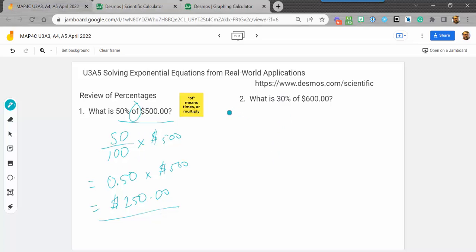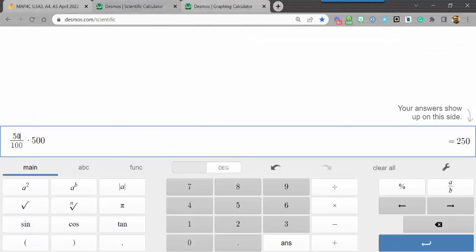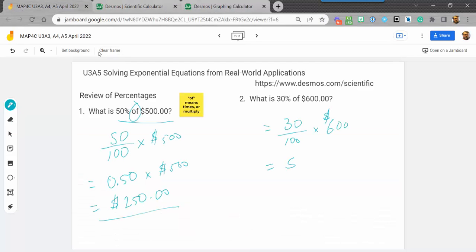Okay, so same idea here. We're going to have 30% times 600 equals... I'm going to use my calculator, just type over top of this, 30, times 600, gives me 180. Okay, so that's just a percentage of something.